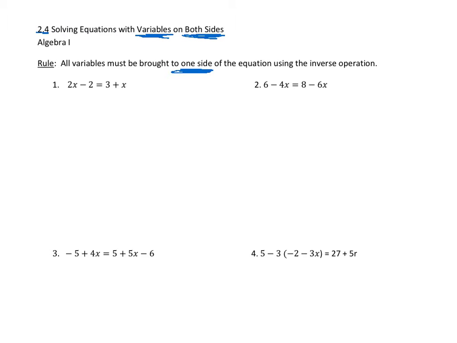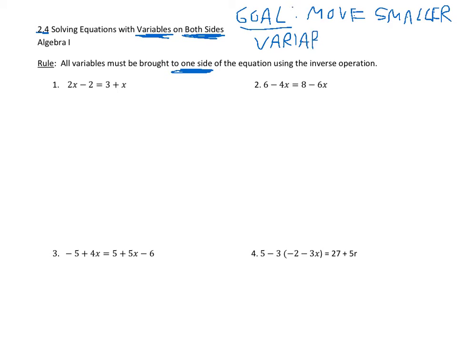Now, let's kind of put this up here. We'll add another rule in here, or we'll say goal. If you have variables on both sides of the equation, we want to move the smaller variable to the other side. And you're going to see why. You'll see even more so when we do inequalities, which will be, I believe, right after this. So let's say move smaller variable to other side.